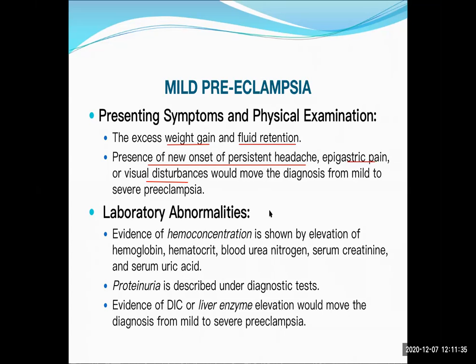Now, what are the lab abnormalities that can occur in milder type of preeclampsia? There may be evidence of hemoconcentration, and that is shown by elevation of hemoglobin, hematocrit, blood urea nitrogen, serum creatinine, and serum uric acid. Now, let me ask one simple question to you. Why does hemoconcentration occur in this case? Means why is hematocrit higher than normal? Why? Anybody?